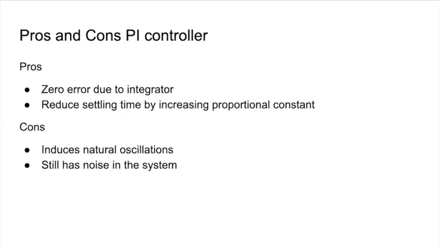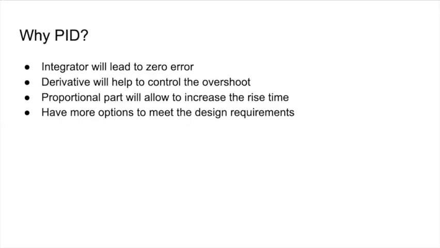the origin. And then with a PI controller, the pros: 0 error due to that integrator, that 1 over S value. And it reduces settling time by increasing the proportional constant. So obviously we can change that if we need to. But the cons are that there are natural oscillations due to it remembering the old system and the area of that. And there's still obviously noise in the system with this.